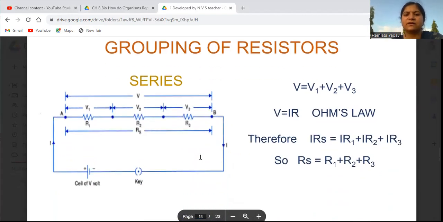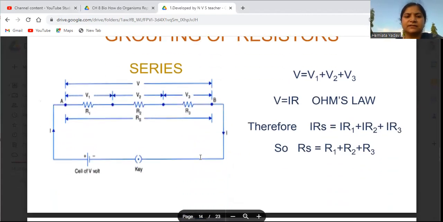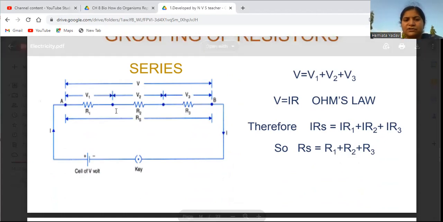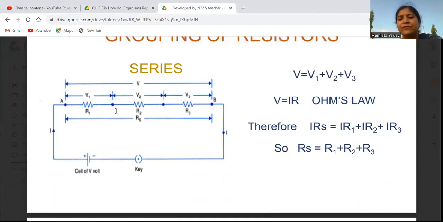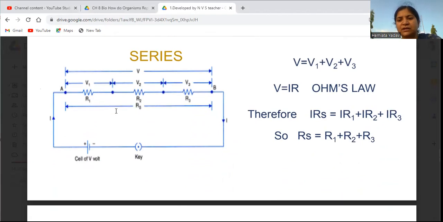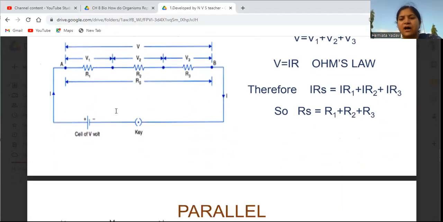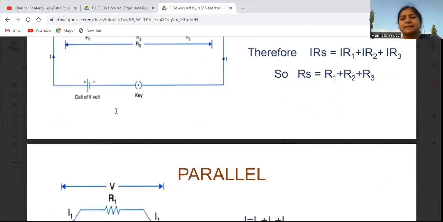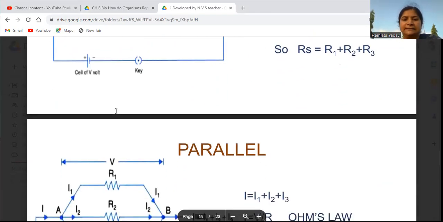Grouping of resistors. When we connect three resistors R1, R2, R3 in series, they have different voltage drops V1, V2, V3. By Ohm's law, total voltage is equal to V1 plus V2 plus V3. When we put the readings, IR is equal to IR1 plus IR2 plus IR3. Resistance in series is the sum of all the resistances.